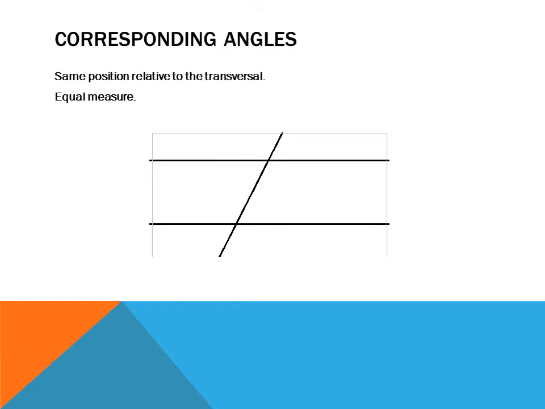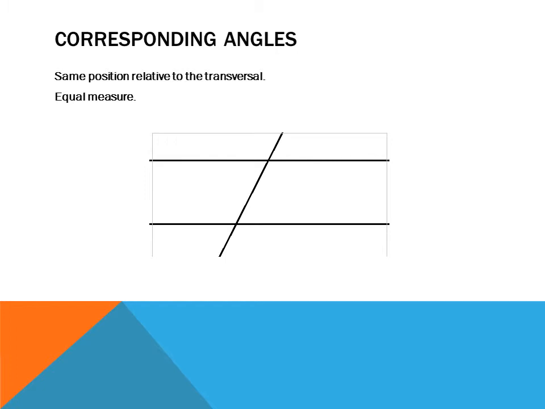Okay, so now here's a new one, corresponding angles. Corresponding angles are in the same position relative to the transversal. Okay, so if I look at our top parallel line, the one that's up in the top left is corresponding to the one that's in the top left of our second parallel line. Okay, corresponding angles always have equal measure.